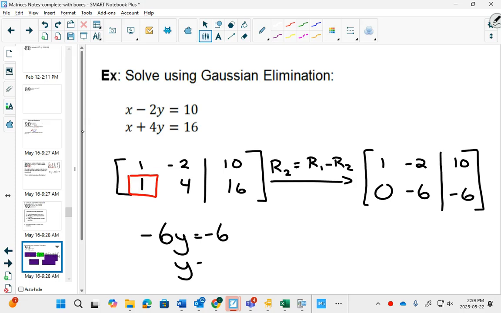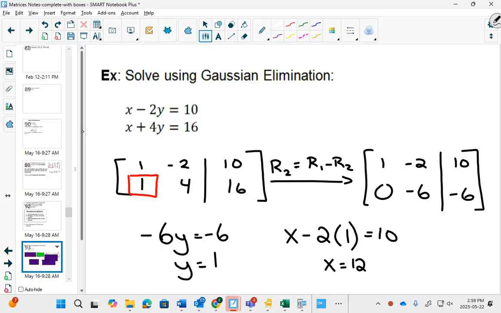Oh, amazing. 1. And now that I know y is 1, I can go to equation 1, which says that x minus 2y, which I can plug in a 1, has to equal 10. x has to be 12. And it's really kind of clean as far as your work is going. Didn't have to rewrite the equations and subtract on top of them and stuff like that.